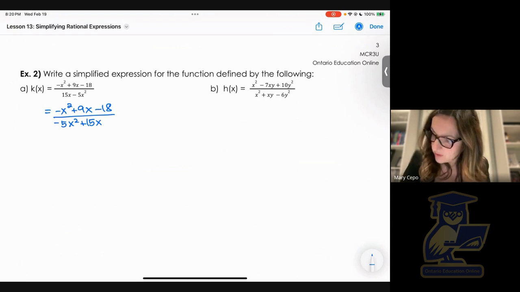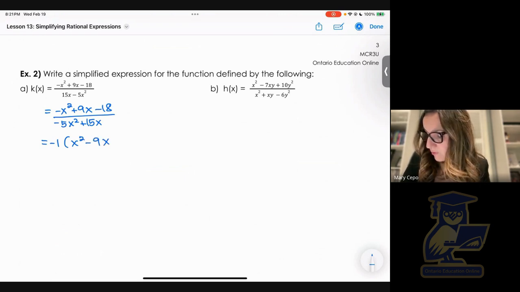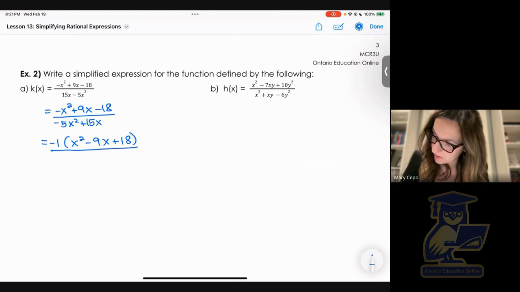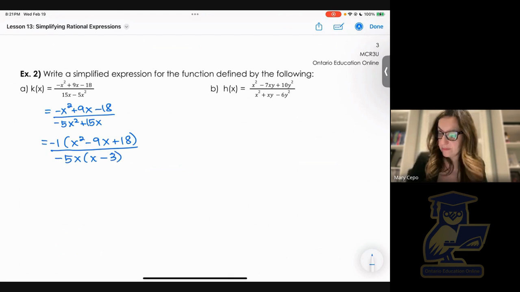The numerator has a simple trinomial, but it's kind of hidden because we have that negative out front. So we're going to factor out that negative 1, leaving a negative 1 out front and our simple trinomial in the brackets. In the denominator, we factor out a common factor, negative 5x, and we're left with x minus 3.